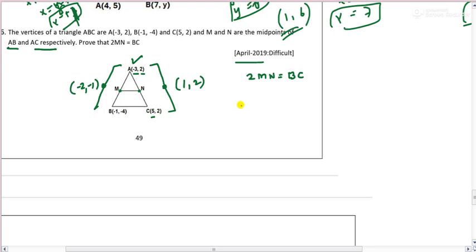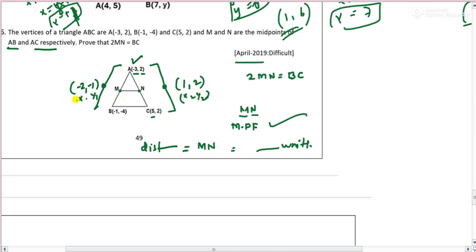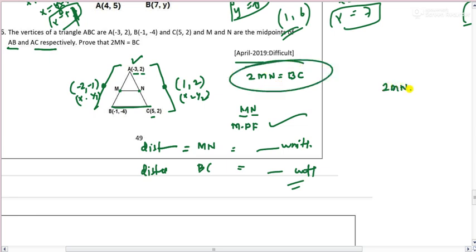First you have to find M and N separately using the midpoint formula. Now find the distance MN using the distance formula, where this is x1, y1 and this is x2, y2. You'll get some units. Then find BC using the distance formula again, and you'll get some units again. Now equate in the given question: 2MN is equal to BC. So 2 into whatever MN you get, substitute here, and whatever BC you get, substitute. If you solve, you should get both LHS and RHS the same. Understood?